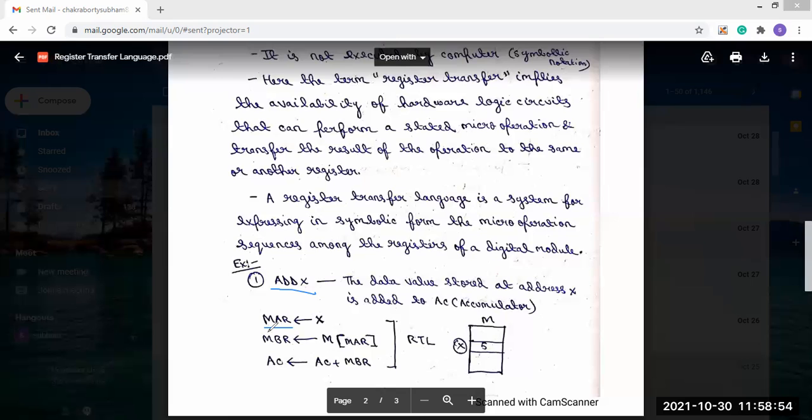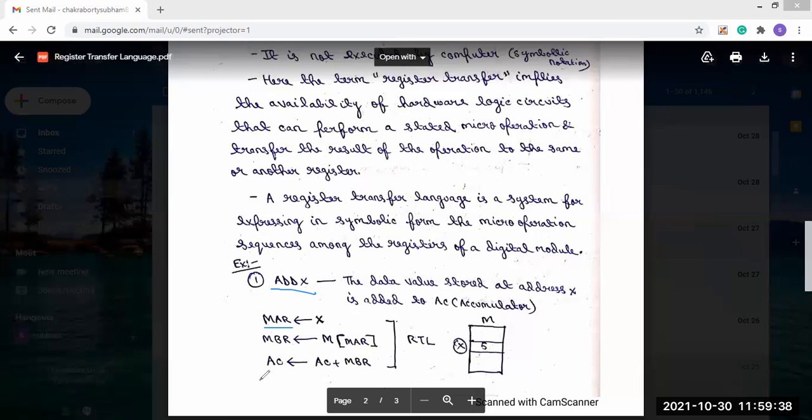In that particular address, whatever data is stored is moved into the memory buffer register. Then we perform the addition operation. Now, in the memory buffer register, we have collected that data, and we perform the operation with the accumulator. Whatever data is stored in the accumulator, the operation is performed with it, and after the operation we transfer the result into the accumulator register for temporary storing of that data.